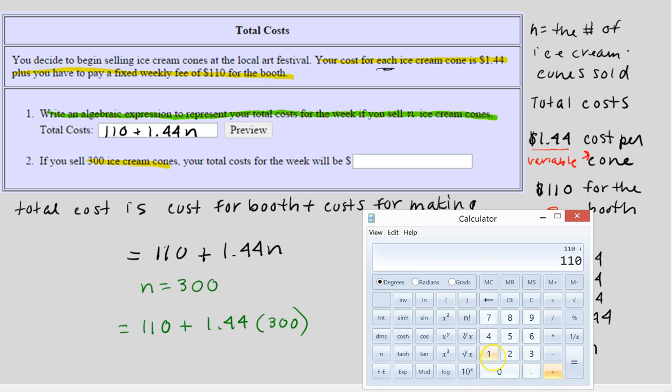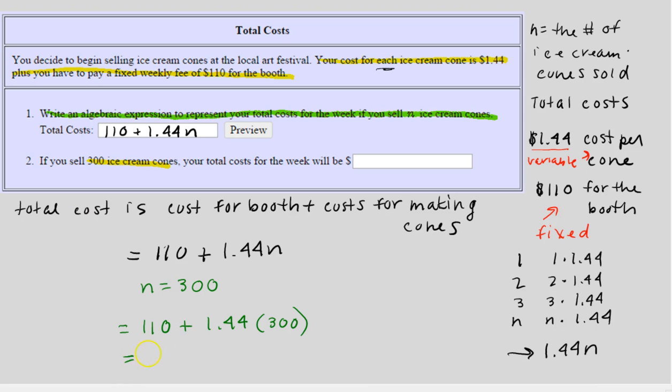110 plus 1.44 times 300, and we have $542. So if you sell 300 ice cream cones, your total cost for the week will be $542.